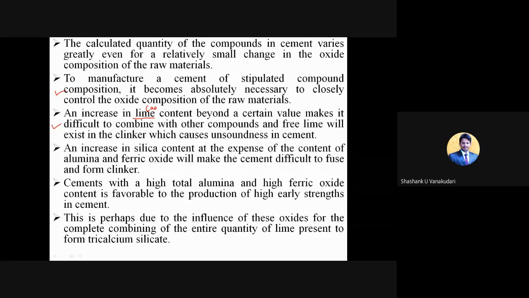So here, an increase in silica content at the expense of the content of alumina and ferric oxide will make the cement difficult to fuse from the clinker. They require standard proportions of the chemicals in the cement. If silica content is increased beyond the limit, it comes at the expense of alumina and ferric oxide, and that will make the cement difficult to fuse, in the sense to combine or mix with other products. And it is very difficult to form the clinker, which is the product that comes out from the rotary kiln.